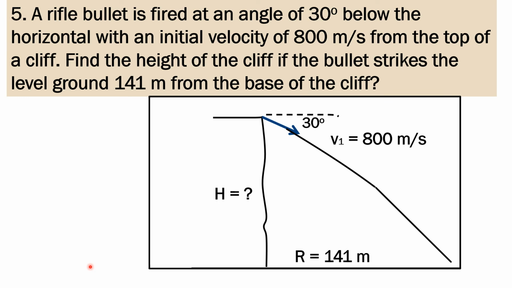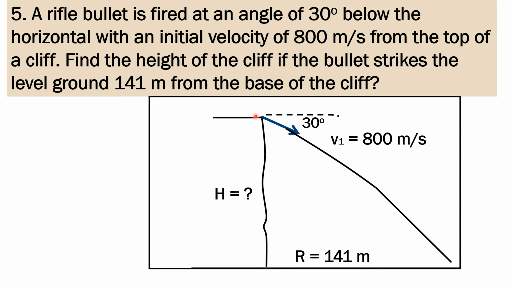We are now on the last question, which is not a multiple choice question, but an open-ended problem-solving question. So we have a rifle. A bullet is fired at an angle of 30 degrees below the horizontal with an initial velocity of 800 meters per second from the top of a cliff. So here's our sketch of that situation.